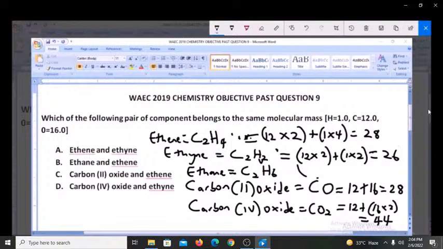So from this we can see that ethene has a molecular mass of 28 and carbon 2 oxide has a molecular mass of 28. So our answer will be C, which is carbon 2 oxide and ethene.